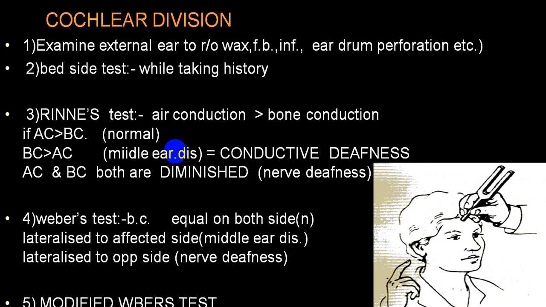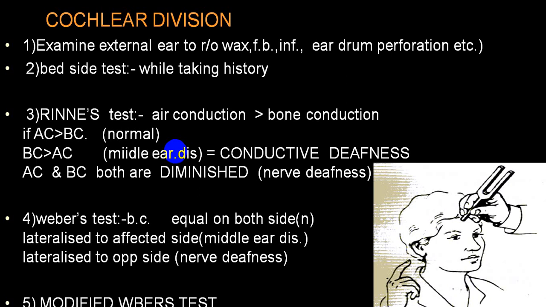And if bone conduction is better than air conduction, it means the person has some pathophysiology which is not allowing the transmission of air conduction properly. That means bone conduction becomes better than air conduction. That is indicative of middle ear disease, or what we call conductive deafness.